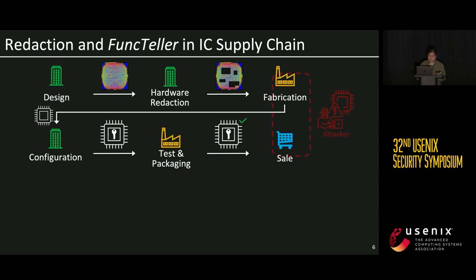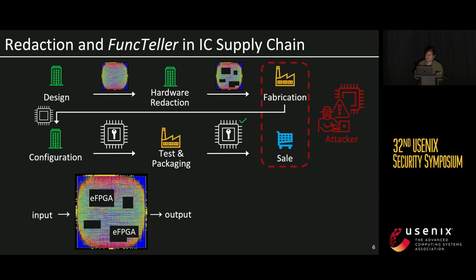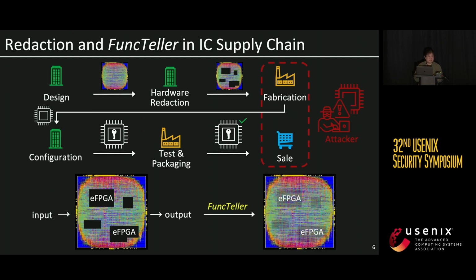Here, FuncTeller considers the attacker as a collusion of the untrusted foundry and untrusted end users. Therefore, the attacker can have the chip and obtain input-output query access to the chip's black box part. After multiple queries into the chip, FuncTeller recovers the circuitry protected by the black box eFPGA part.